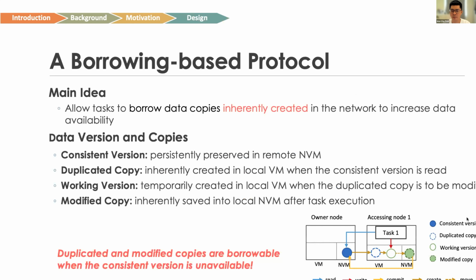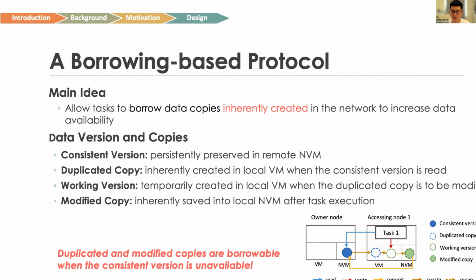To increase data availability in an intermittent network, we propose a borrowing-based distributed concurrency control protocol. The main idea is to leverage the existing copies of data objects inherently created in a network to improve data availability. Our method allows 2 versions and 2 copies of one data object. Some of them will be inherently created during task execution. The consistent version is persistently preserved in remote NVM, representing the latest modification.